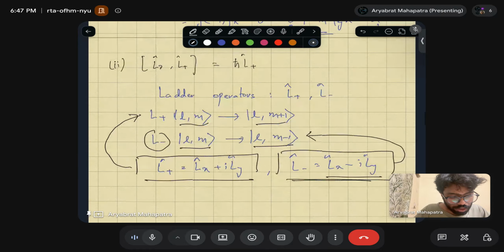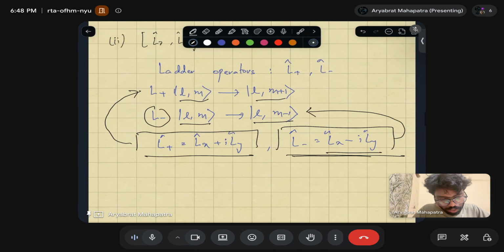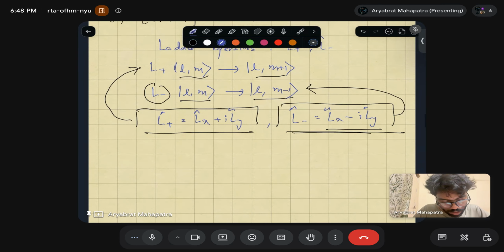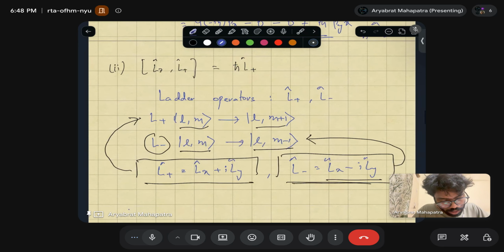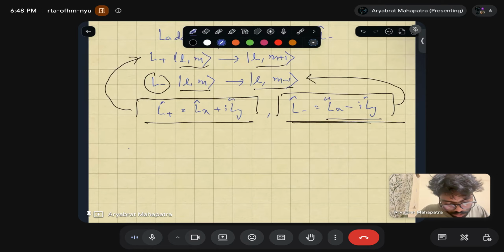Just like how we have seen ladder operators work in the harmonic oscillator previously, again, to solve this commutation relation right here, we have to prove this. So Lz and L plus commutation: if we write here Lz and L plus, this is Lz, Lx plus i Ly.